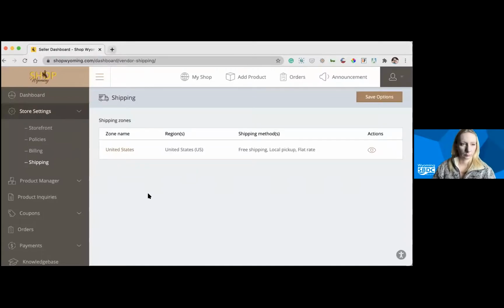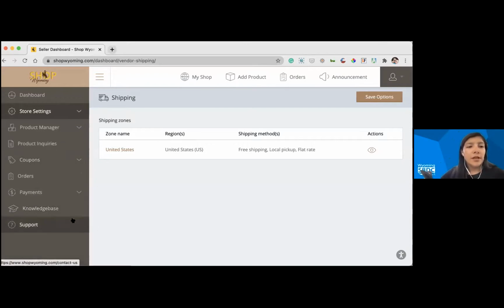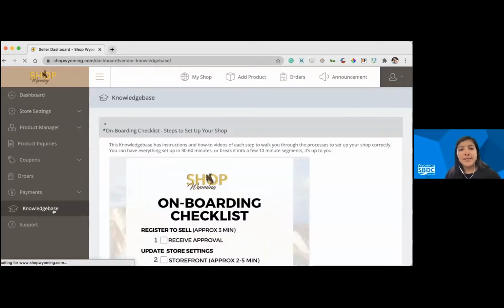So here's the back end of my Shop Wyoming. And first, I really want to show everyone where the knowledge base is. I'm naturally a curious person, so if you give me software, I'm going to click on everything, and I'm not afraid to mess it up. But I know that for a lot of folks, they are afraid of messing it up. So they'd rather not click on things, and that's totally fine. There's nothing wrong with it. But I'm going to invite you all to click on knowledge base.